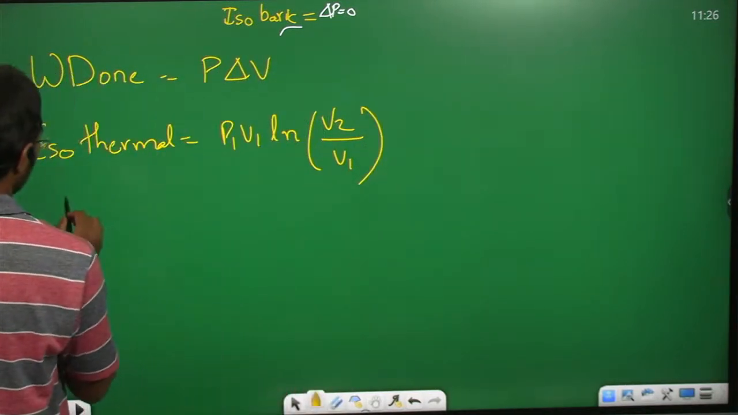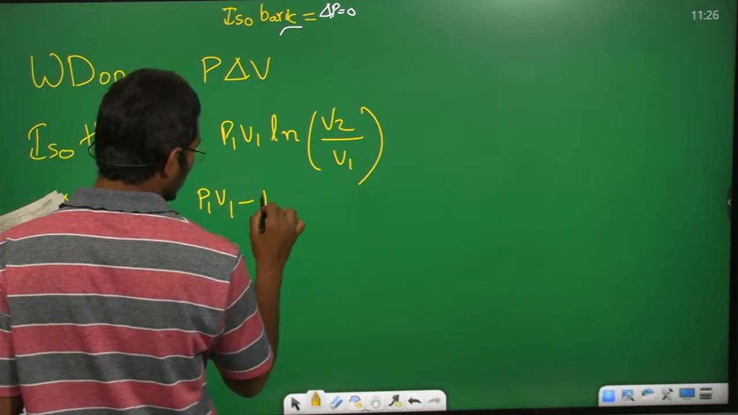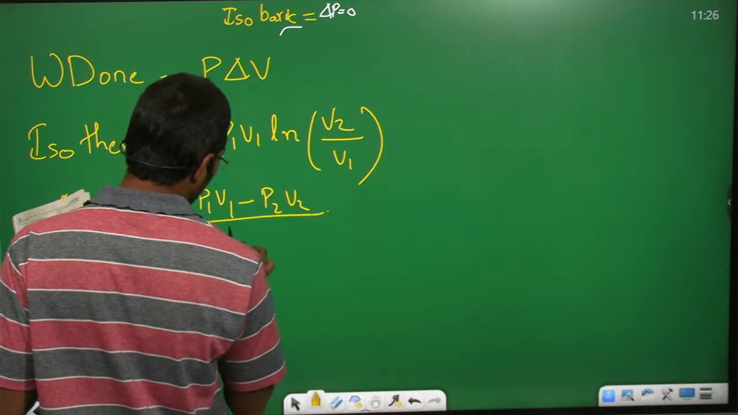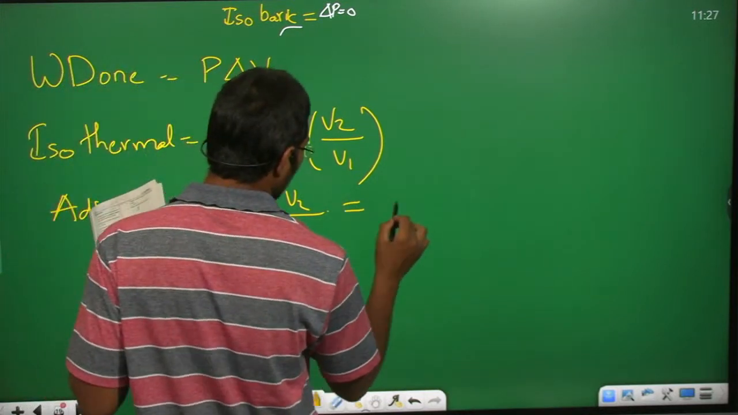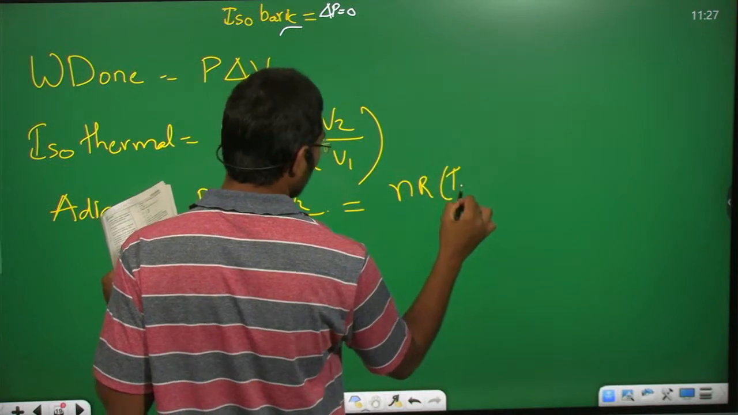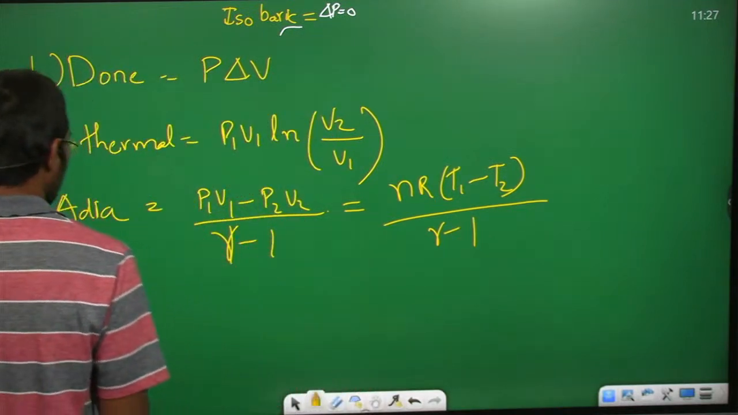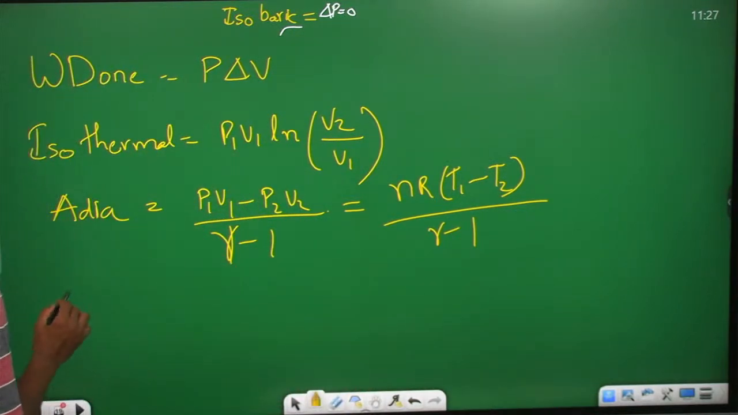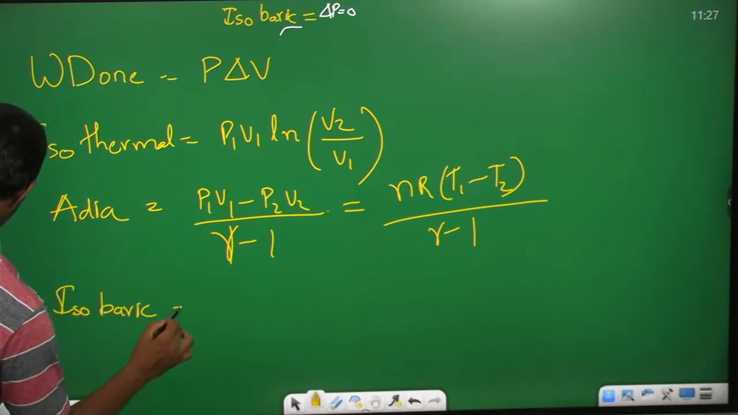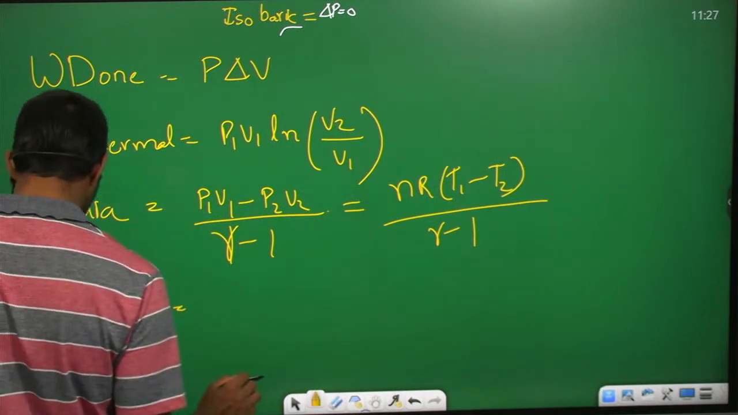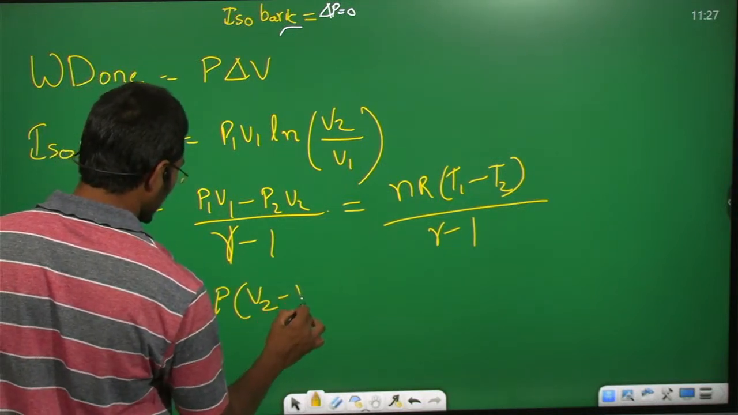Okay. For adiabatic, P1 V1 minus P2 V2 by gamma minus 1. You can also write it as nR (T1 minus T2) by gamma minus 1. Okay. So next, isobaric. Isobaric, P into (V2 minus V1), right?